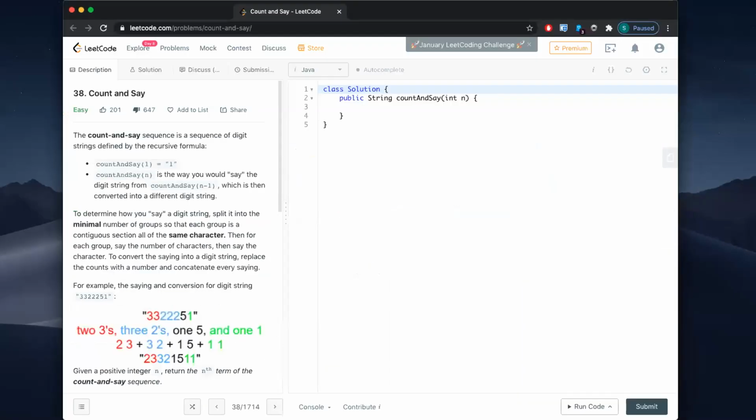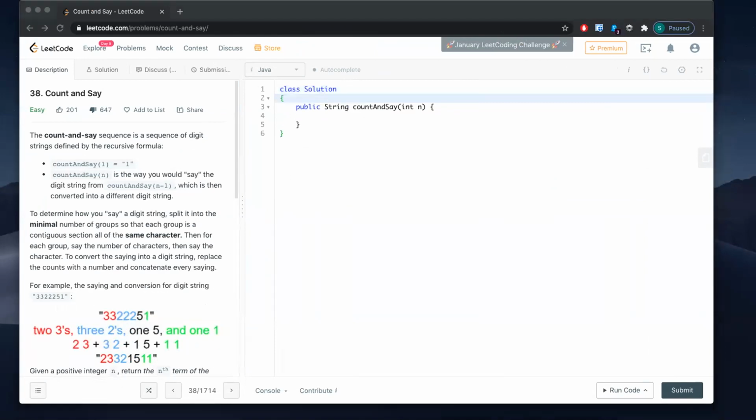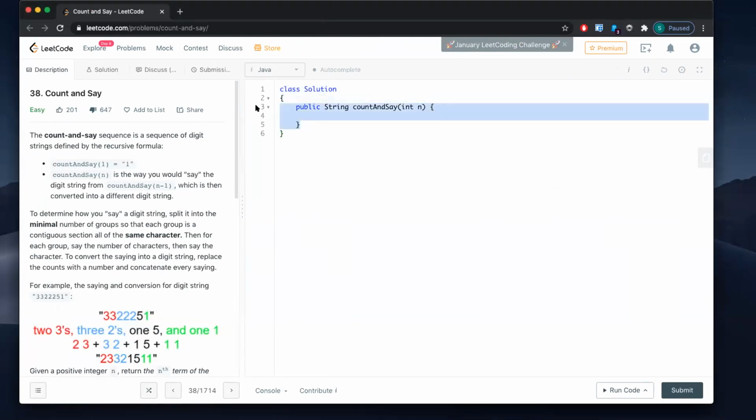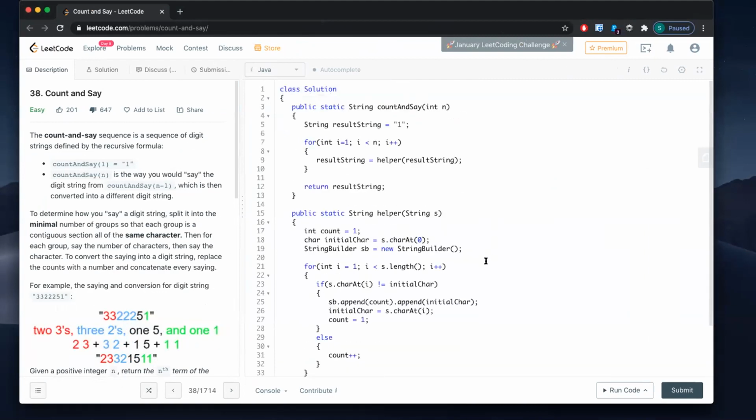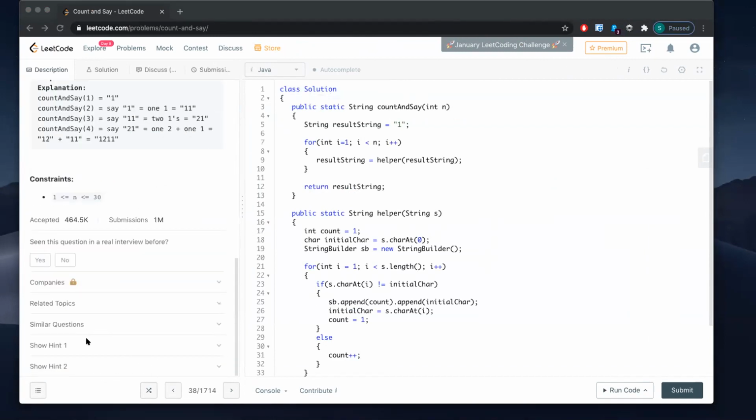So this problem is also not easy, right? It looks easy, but it doesn't feel easy. I don't know why they put it under easy. Maybe it's easy for some. It's not very medium either. It's between easy and medium.